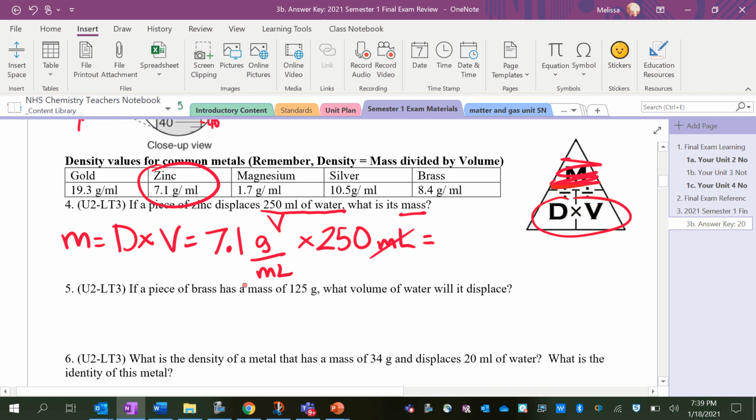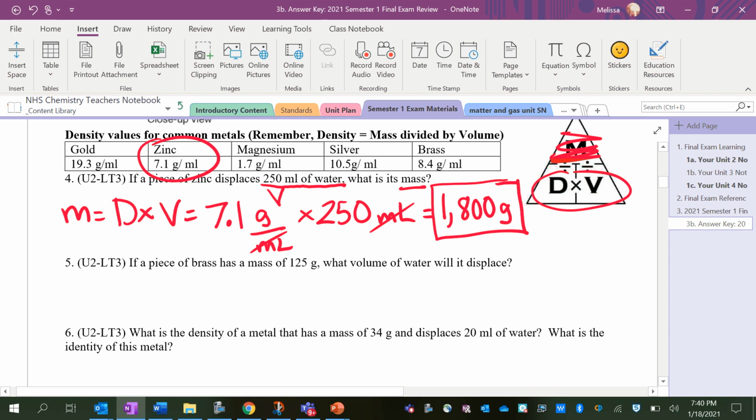And I can see that my milliliters are going to cancel out because they're on the top and the bottom. And I'm getting my calculator out because I'm doing these problems for the first time with you. 7.1 times 250 is about 1,800 grams. It's okay if you round differently as long as you show your work.